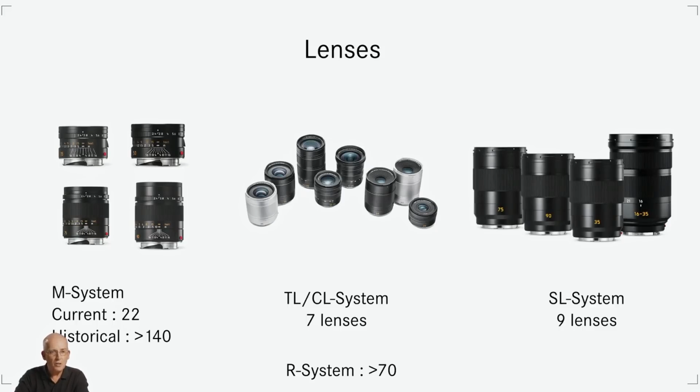There are a lot of lenses. That says historical. I got my head in the way. Seven lenses in the CL system, nine lenses in the SL system, 22 lenses in the current range of M lenses, because a few have dropped off the radar recently. But overall, over 140 M lenses were made over the years, going back to, well, 1914, I suppose, with the original Leica. So there's a lot to choose from. But again, they all have that characteristic of focal length and maximum aperture, and that's what gives you the ability to choose which lens you want to use.